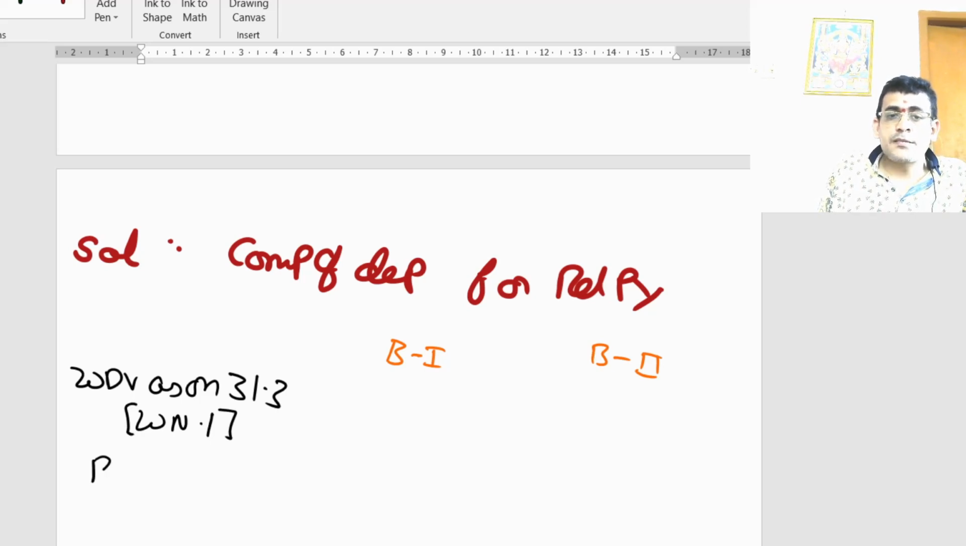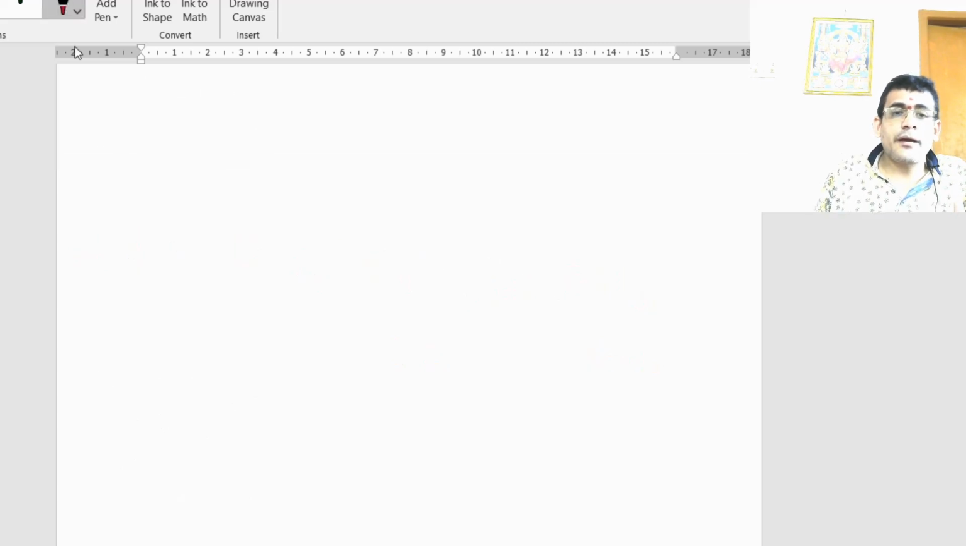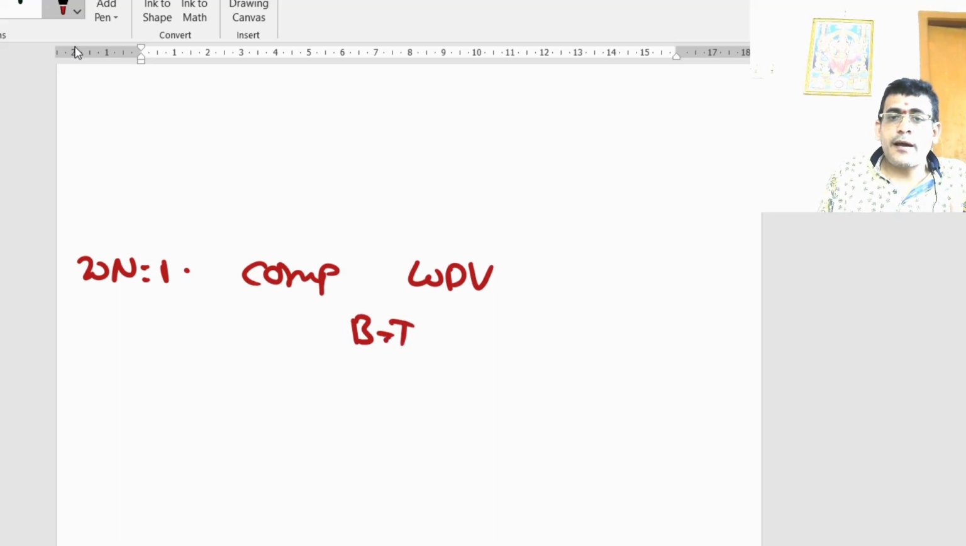Then what else is required? I require the rate of depreciation. Okay, we'll come to this. I will elaborate on this and discuss it at a later stage. Now first of all, I need to know my written down value. So let us go to the working note and compute the written down value for both the blocks, block 1 and block 2.